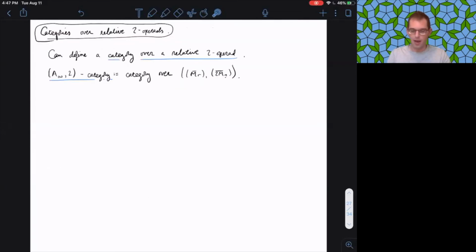Okay. And then the last thing I want to say in this section is that one can then define a category over a relative 2-operad, which finally allows us to define an A-infinity 2-category, which was my goal in the first place, to define this thing called Simp, this vehicle for functoriality of the Fukaya category, which was going to be an A-infinity 2-category. But initially, I didn't know what I meant by that. But finally, we can define that to be a category over the relative 2-operad of 2-associahedra.